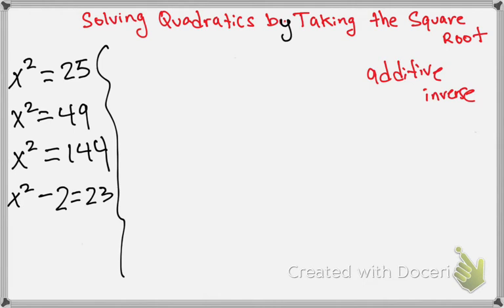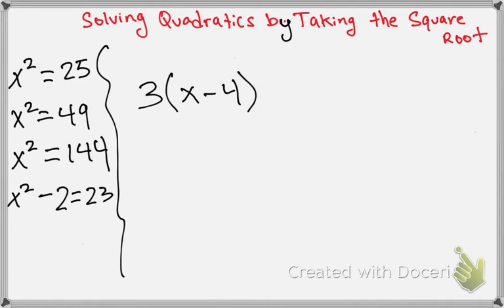So for this example, we're going to write 3 times (x minus 4), close parentheses, squared, is equal to 27.